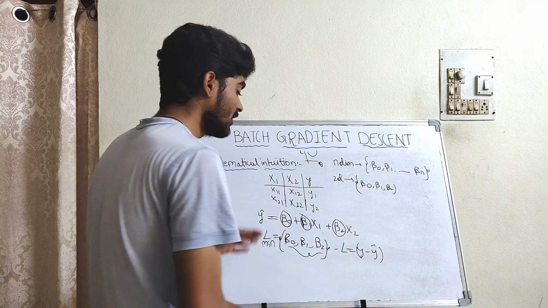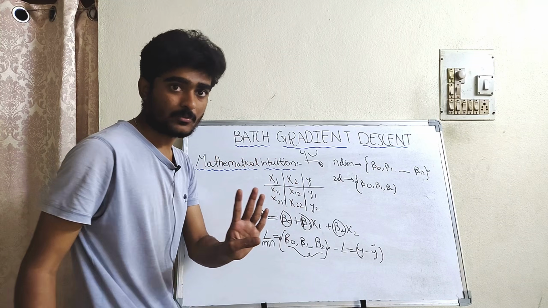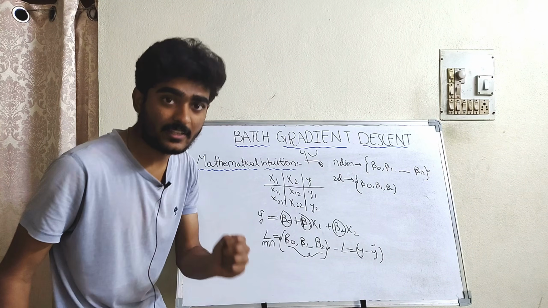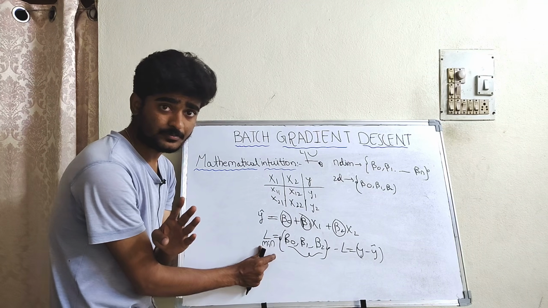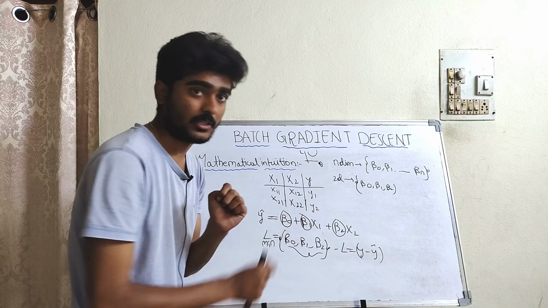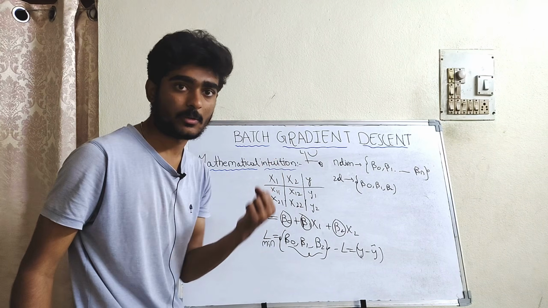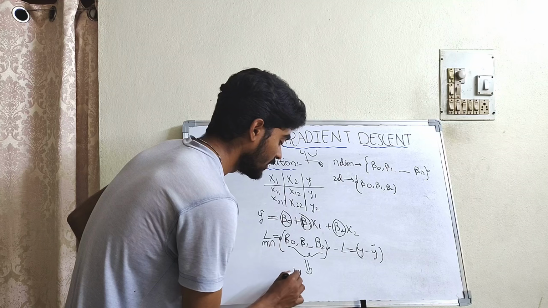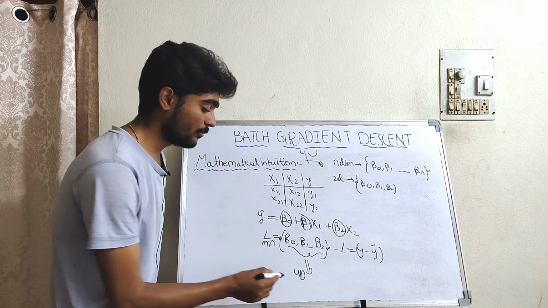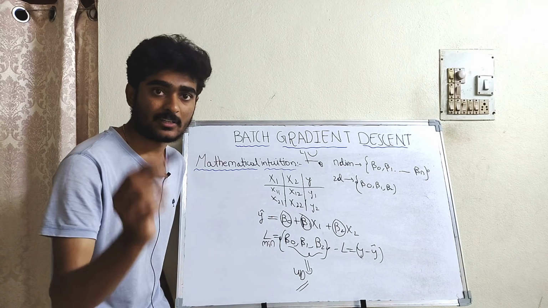Then how many dimensions will the graph have? It will be a four-dimensional graph, because you need to plot the loss corresponding to these parameters. So the graph you will get is a 4D graph, a four-dimensional graph.